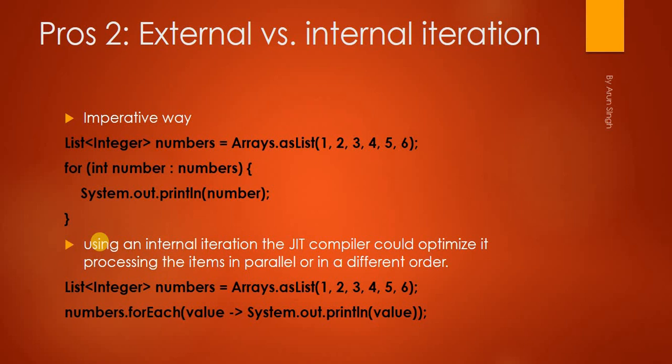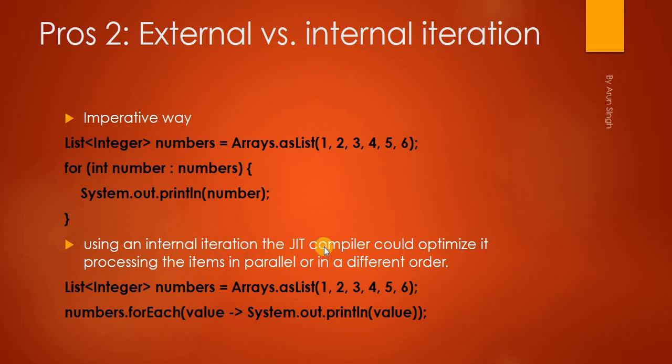External versus internal iteration. If you have worked till Java 1.7 in the imperative way, which we have talked about before, I have Arrays.asList 1, 2, 3, 4, 5, 6, and I am operating a for loop on it. But with a lambda expression, I have Arrays.asList, but here I have this dot forEach. This is an internal method on this numbers, which is of type list. So this is an internal iteration.